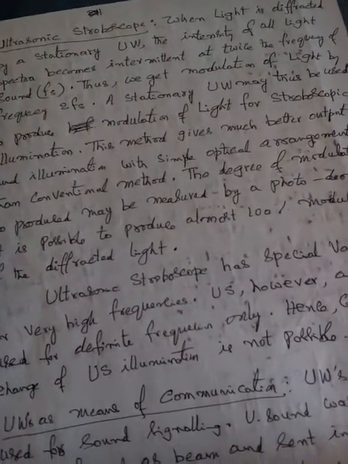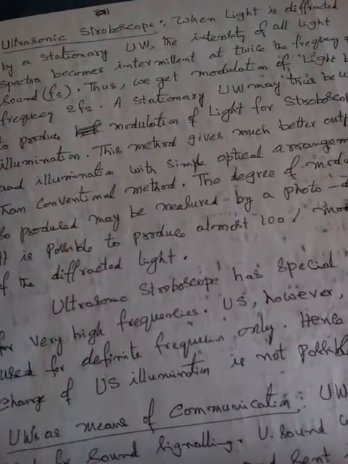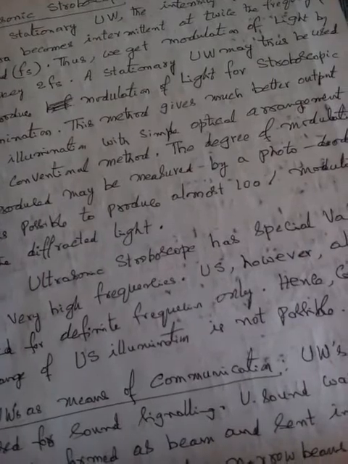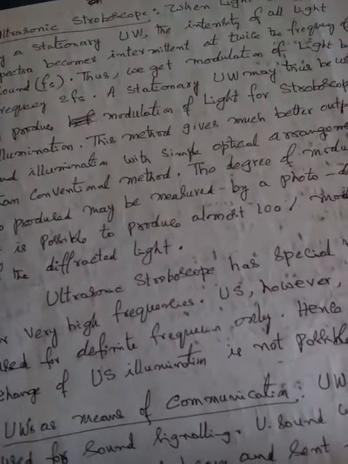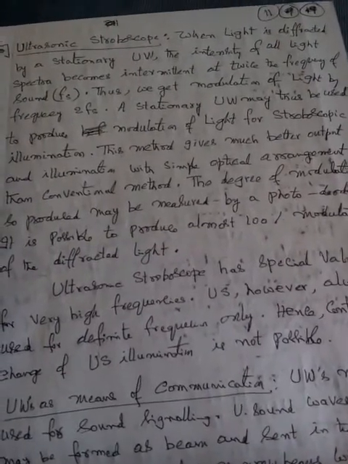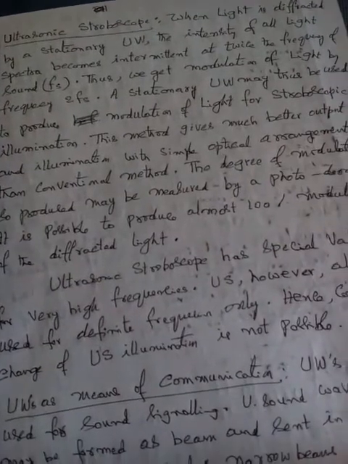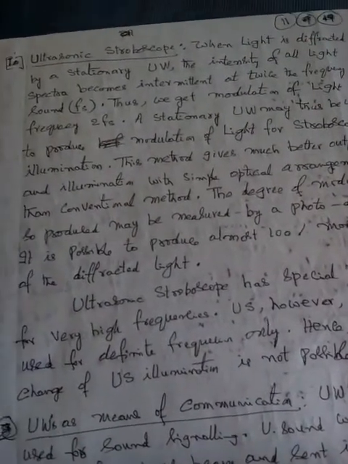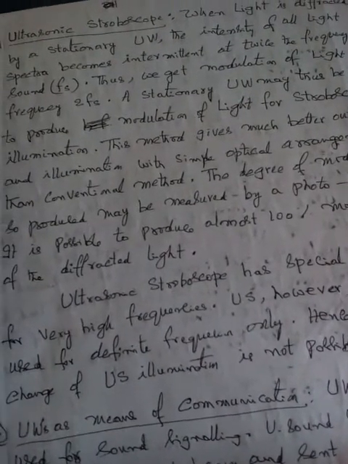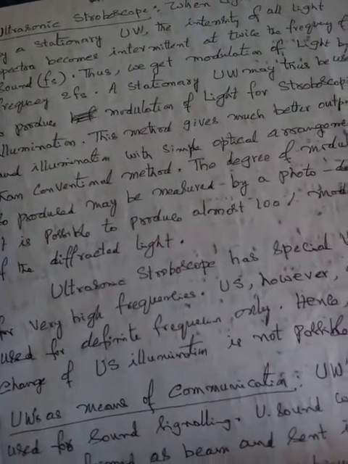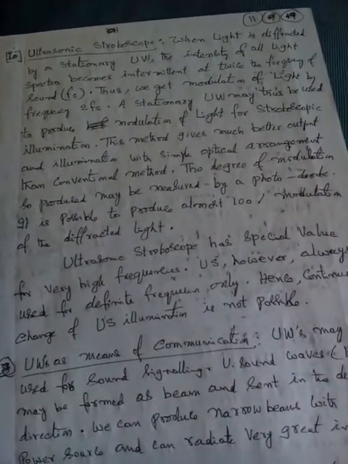This method gives much better output and illumination, with a simple optical arrangement, than the conventional method. The degree of modulation so produced may be measured by a photodiode. It is possible to produce almost 100% modulation of the diffracted light using ultrasonic waves.